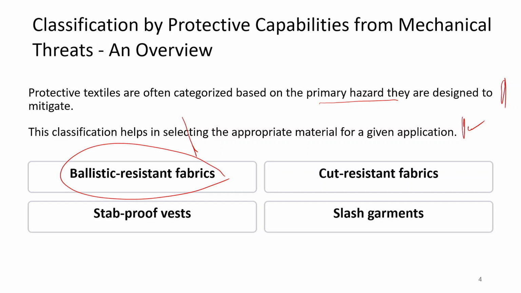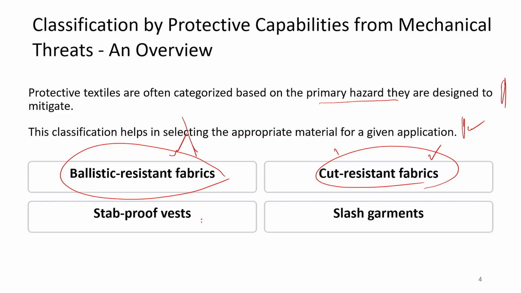If we expect the mechanical threat would be like a projectile, then we use ballistic resistant fabric. If it is a cut type threat, suppose in the industry people are working, in those applications we use protective clothing made of cut resistant fabrics. So, ballistic or cut, they are entirely different.